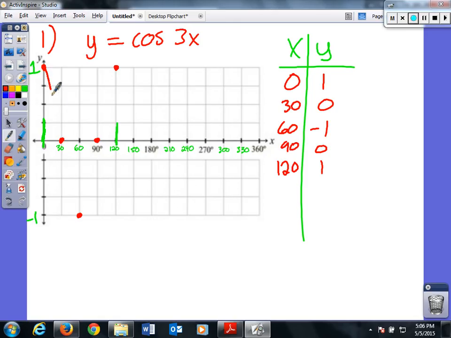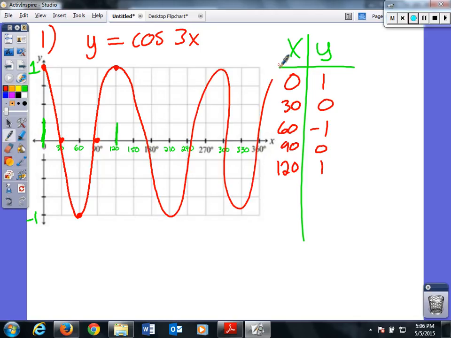So we get this kind of graph like this. And this will keep oscillating. So just kind of sketch the rest of it. It's not accurate, the rest of it obviously, but that's about what it's going to look like.